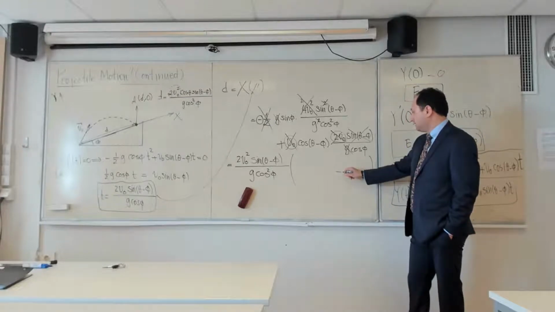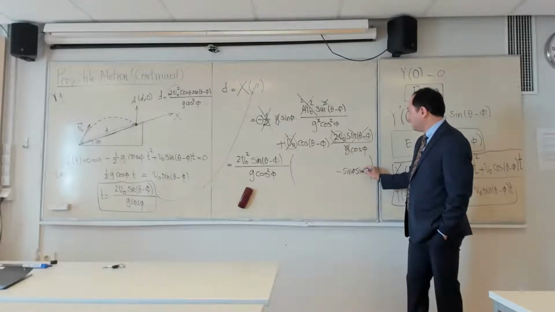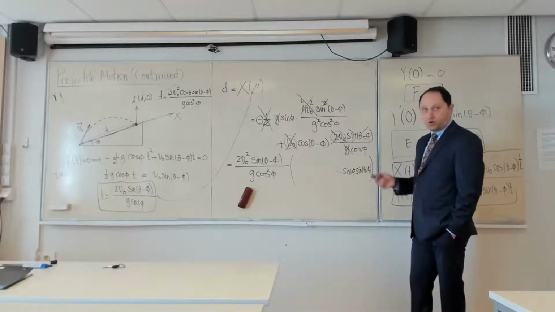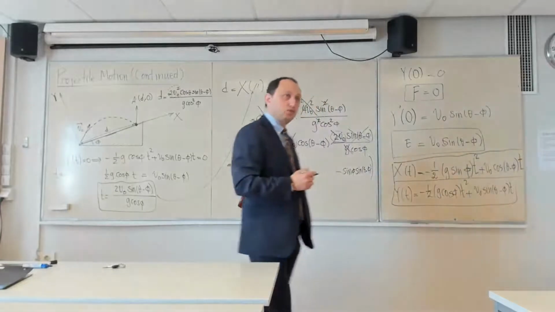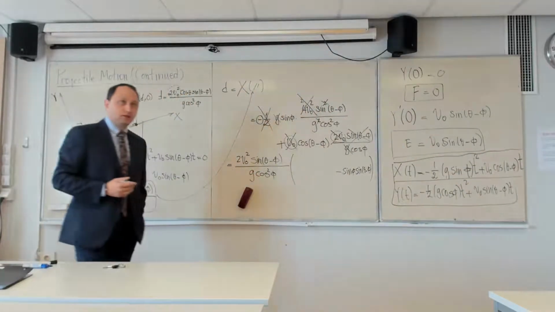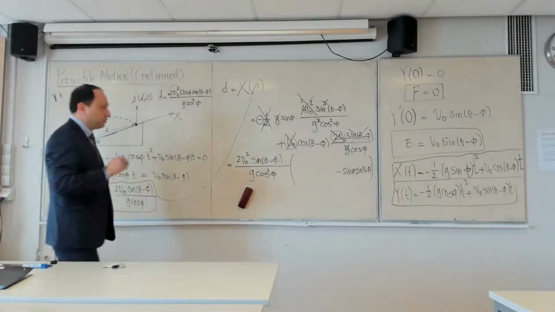Minus sine phi times sine theta minus phi over, yeah. That's it. So this is a better way to do it instead of doing common denominator. So that's it. Agree? So this is what is left when I pull everything out. That's completely true. That was my idea.